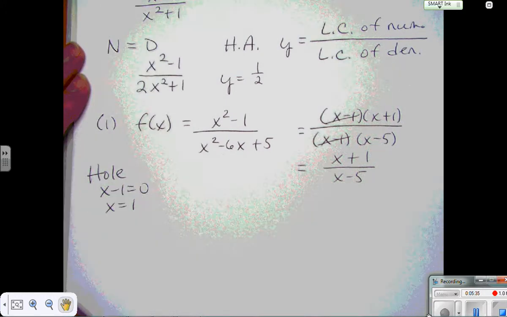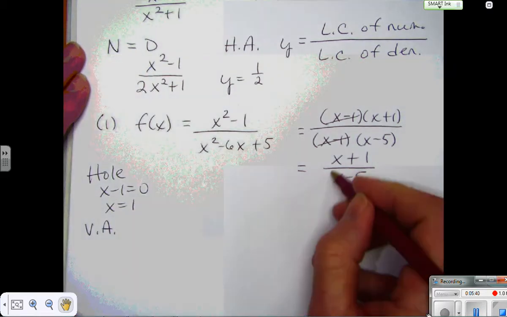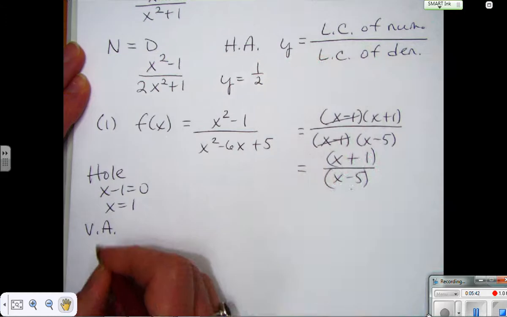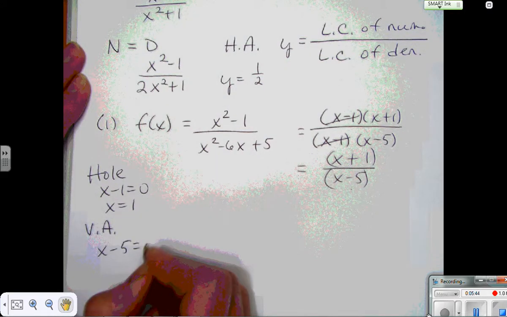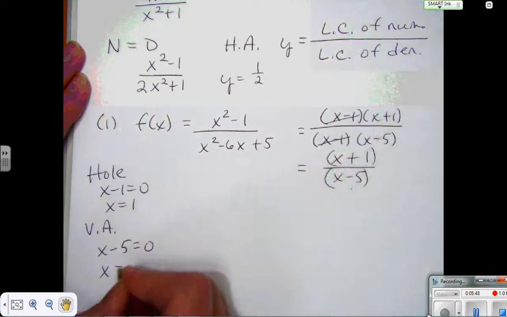Okay, then your vertical asymptote, you're going to take what's left in the denominator, this x minus 5, set that equal to 0, solve for x, and that's your vertical asymptote.